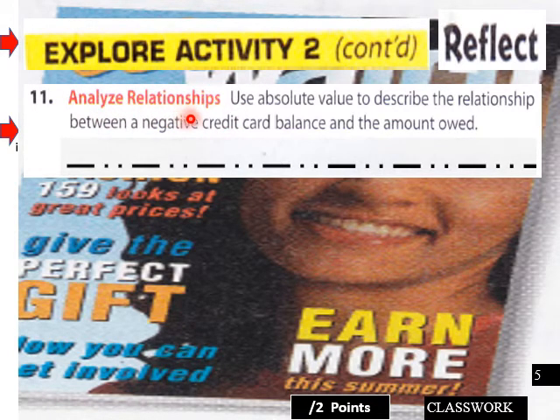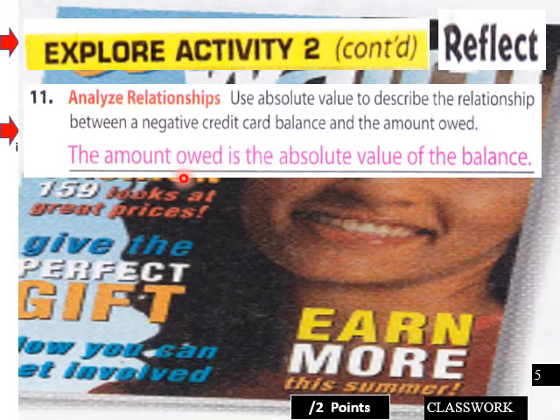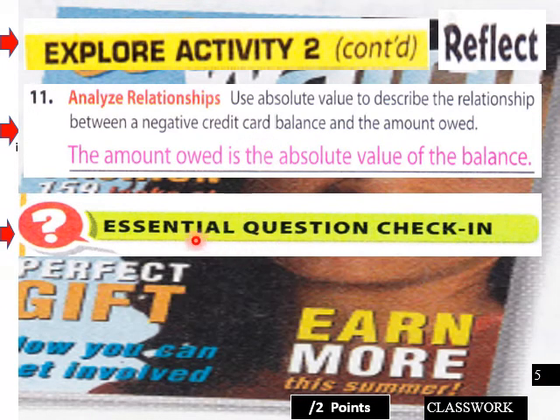Number 11, analyze relationships. Use absolute value to describe the relationship between a negative credit card balance and the amount owed. The amount owed is the absolute value of the balance. So it gives you the amount of money that you owe. You don't say I owe negative $10. You say I owe $10.